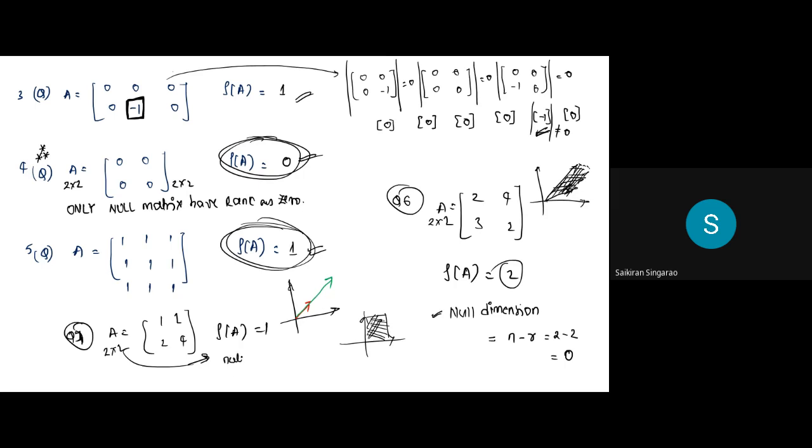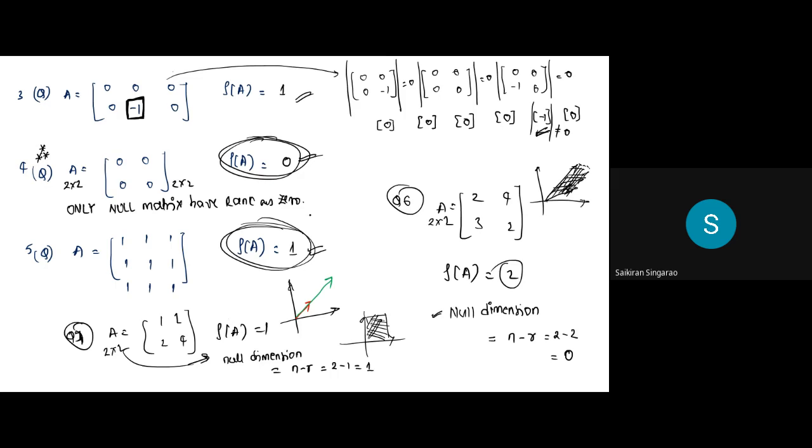What is the formula for null dimension here? Here also it is n minus r. What is n? It's a 2 cross 2, so 2. What is rank? Rank is 1. So one dimension is lost. It has to be a sheet, but it has become a line. So one dimension has been lost.